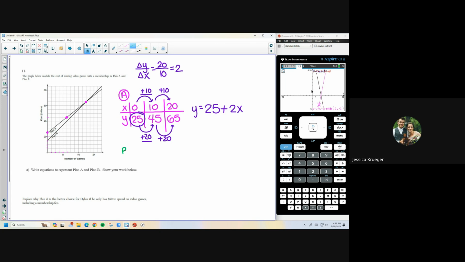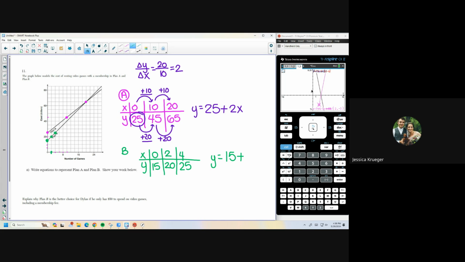If you want to pause the video and try to make a table and equation for plan B, you can definitely do that. Plan B starts here at 0, 15. And then another good point I notice is right here, and that point is at 2, 20. The next good point is here. That's at 4, 25. So I know my equation for plan B is going to start at 15.